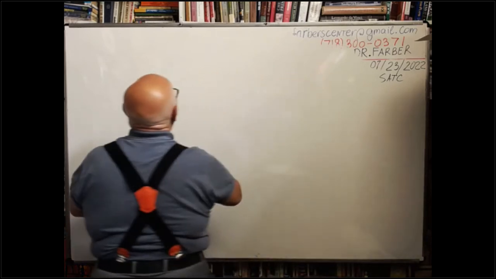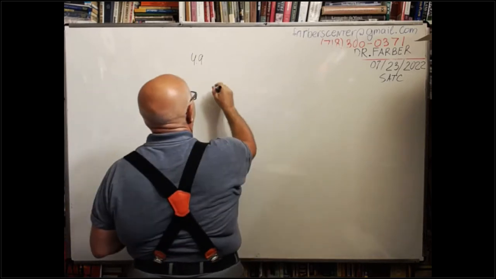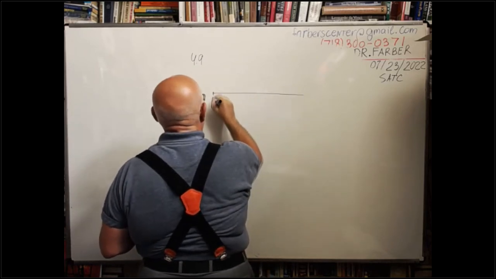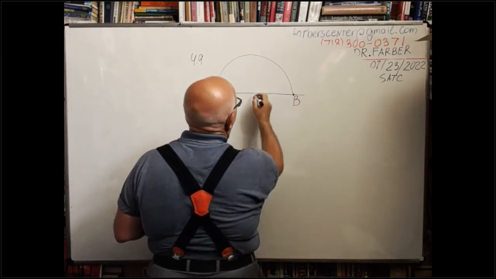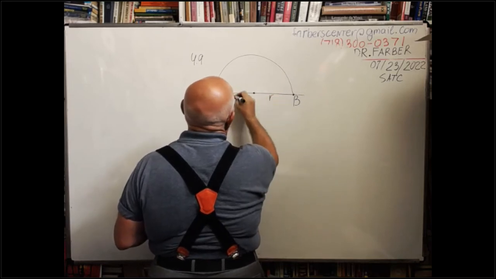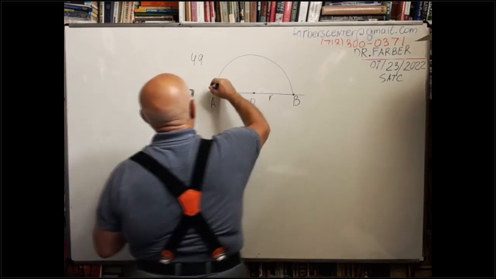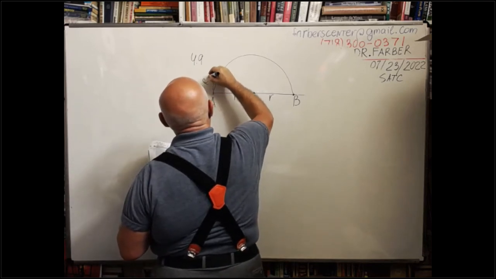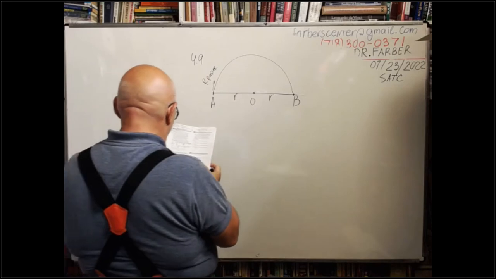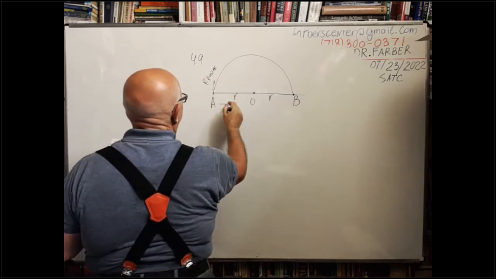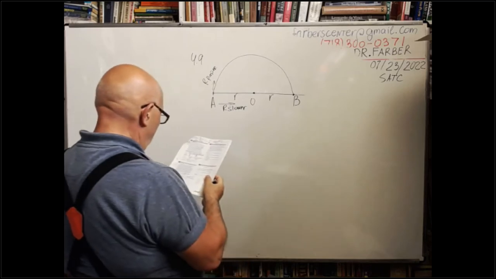This is for 49. Let me illustrate the situation with a small picture. We have A, and the highway goes like a semicircle to B. And this is the center, and this is the radius. What else do we know? The faster car goes this way, and this is the rate of the slower car. What else is given? The slower car is 20 mph.